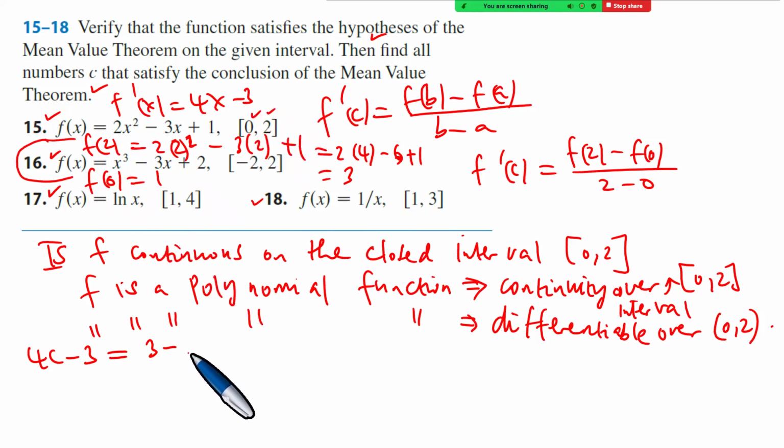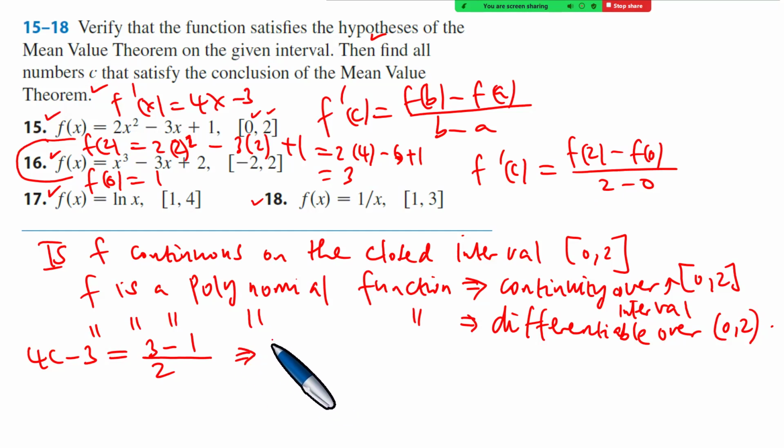f of 0 itself, it's a 1, right? So that is what we actually have here. So we say f of 0 is a 1. We divide by 2 minus 0. What is 2 minus 0? We can see that 2 minus 0 becomes exactly a 2.